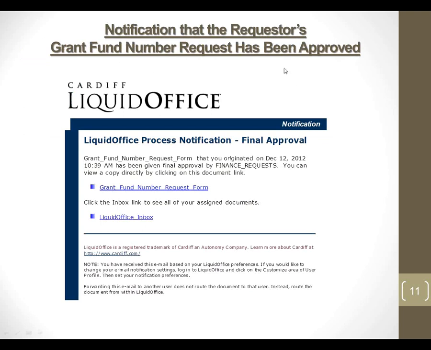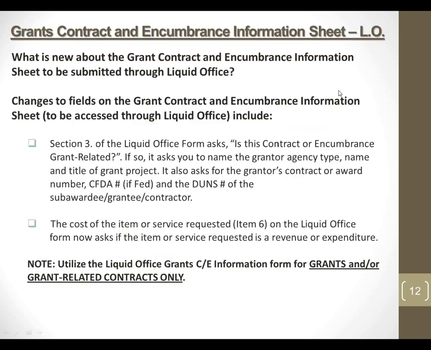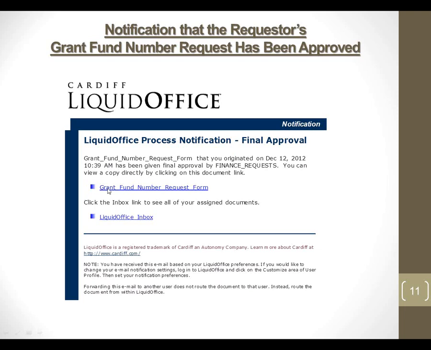Okay. Notification that your grant fund number request has been approved. I know that you want to ensure that this process takes place timely, that it's reviewed, it's not just sitting in someone's queue. Once you submit your request, the person in charge of reviewing the item gets approval. Once they review it and approve it, this is what you'll get back into your email notification box. All you have to do is on this first link, if you want to go straight to the approved form, you just click here, and it'll open the form up for you. If you want to go into your Liquid Office box to see that form and see how it was traced and the times and just more detail of that, you can get to that link by utilizing the second link here.